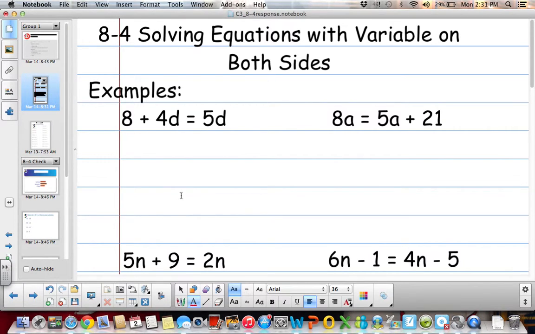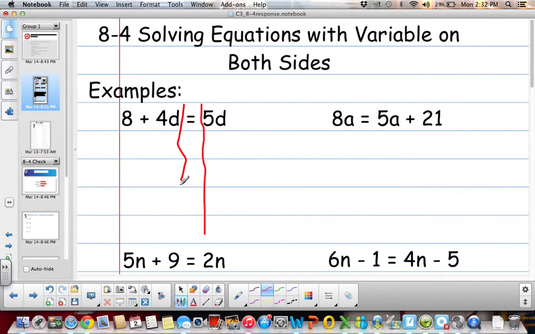So if we have 8 plus 4d equals 5d, the first thing that we do is make our railroad tracks. Okay? And then what we want to do is we need to get the variables onto one side and the numbers, or the constants, on another side.